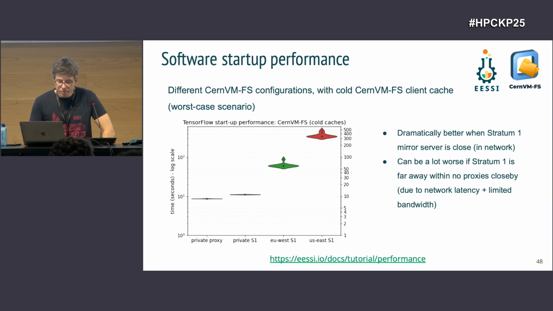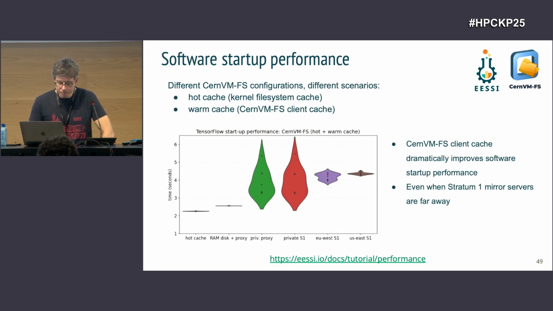And now to CVM-FS. On this plot, you see the difference between having the data very close, with a private proxy, where you get to the order of seconds. If you don't have the proxy and you talk to the Stratum 1, it's still good. If you then talk to the general servers, you have a lot more network access time, and the performance becomes worse. So this is good to keep in mind to tune performance.